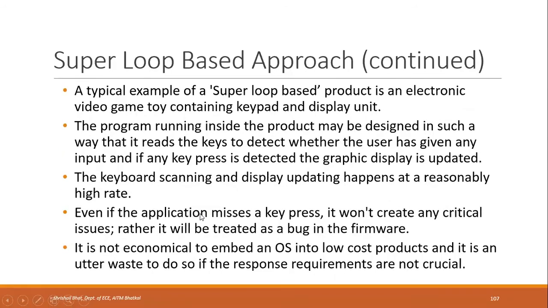One more example of a super loop based product is an electronic video game toy, containing a keypad and display unit. The program inside the product may be designed in such a way that it reads the keys to detect whether the user has given any input. If any key press is detected, then the graphic display is updated. Depending on what button the user presses, the display will change.